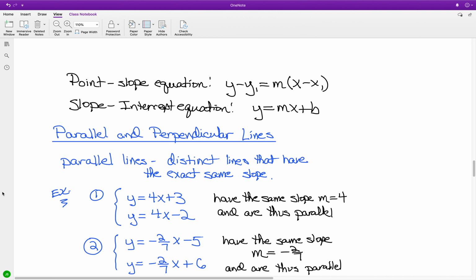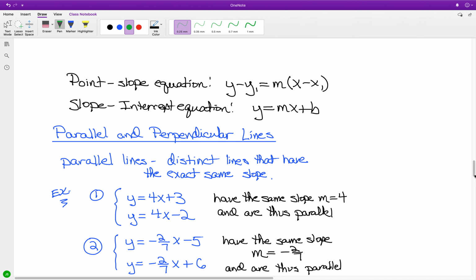So in both of these cases we have equations with the same slope, in this case 4, and the lines represented by these equations will thus be parallel. Likewise, for the second set we have parallel lines. In the second set, the x-term coefficients both are -2/7, and again the equations are expressed in slope-intercept form, and since we have the same slope, the lines representing these equations are also going to run parallel.